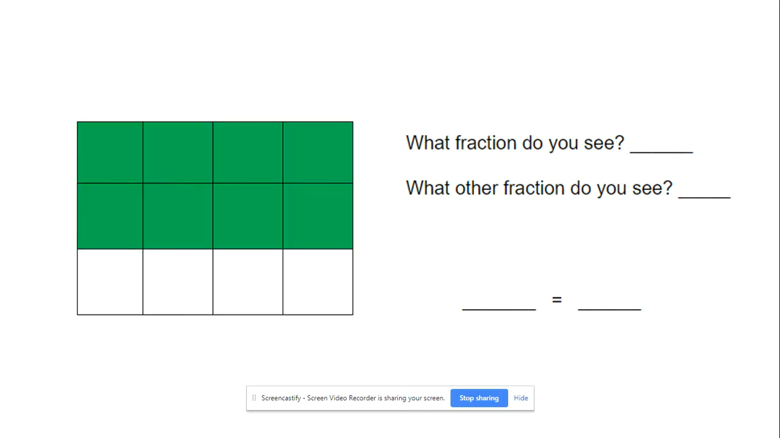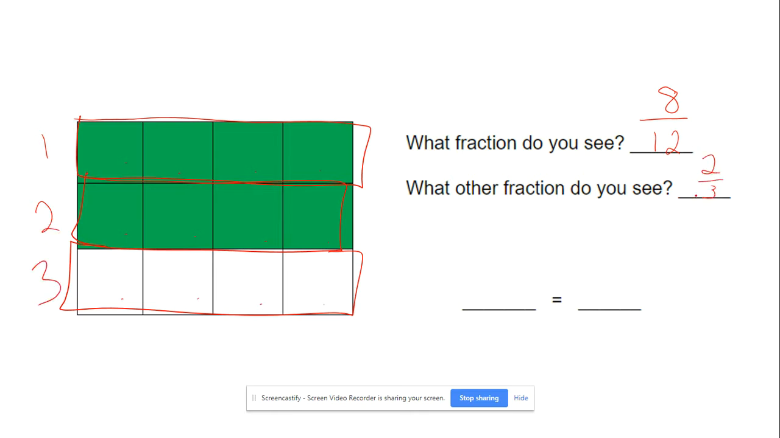Last one using pictures. What two fractions do we see? Well, we have 1, 2, 3, 4, 5, 6, 7, 8, 9, 10, 11, 12 total pieces, and 8 of them are shaded. Well, let's see, we also have rows here. There's 1 row, 2 rows, and 3 rows. And out of those 3 rows, 2 of them are shaded. So 8/12 should be equivalent to 2/3.